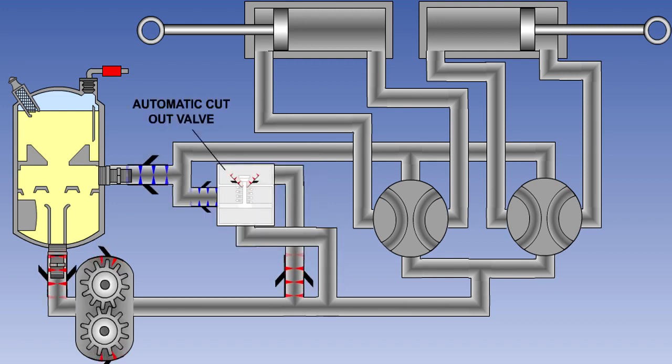In systems which employ a fixed volume constant delivery pump, an automatic cutout valve is fitted to divert pump output to the reservoir when pressure has built up to normal operating pressure. In other systems, a variable volume constant pressure pump is used. This type of pump automatically reduces delivery flow as pressure increases. We will examine both of these pumps in greater detail in the lesson on pumps.